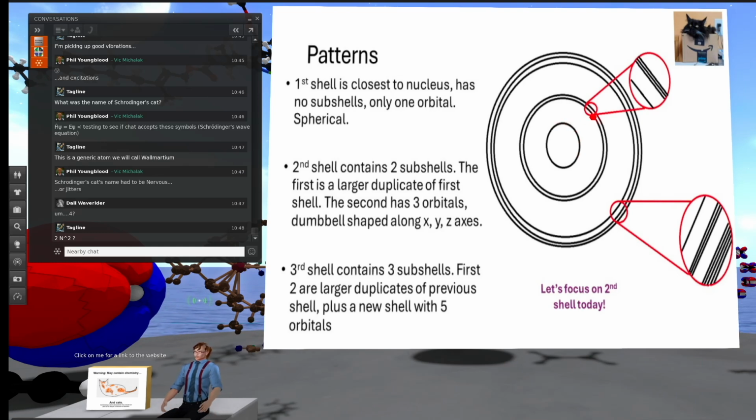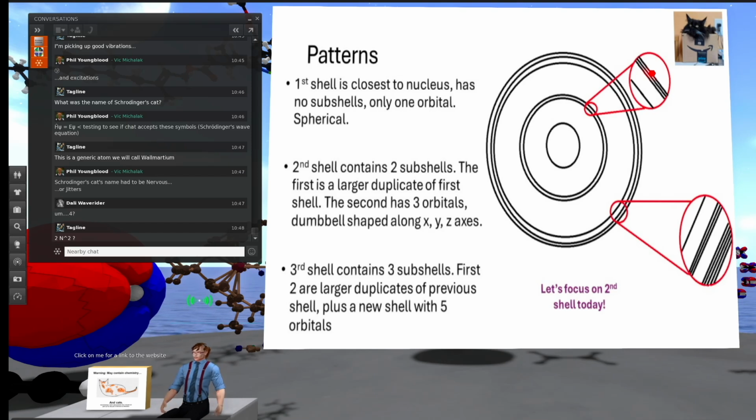The second shell contains a duplicate of what's in the first shell, plus something new. And the new thing has 3 levels in it. We're going to call them orbitals, where you can stash electrons. So with the 1 and the 3, that's a total of 4 slots where you can put electrons. That's where our octet rule comes from. That's where those 8 electrons come from.